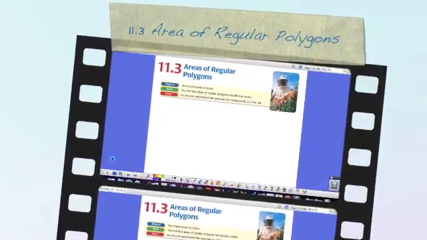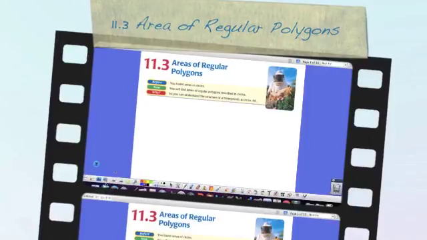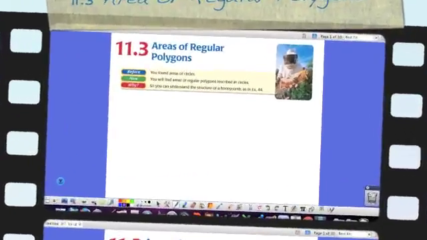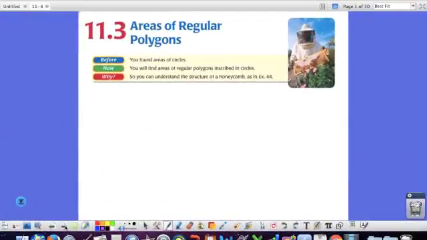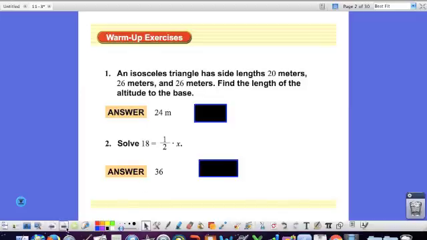Welcome to lesson 11.3. We're going to find the area of regular polygons. This presentation is going to be a little bit different because I do this lesson differently than is in the book. Therefore, I actually skip the warm-up exercises. If you want to do these, though, you can do them and see if you got them correct.